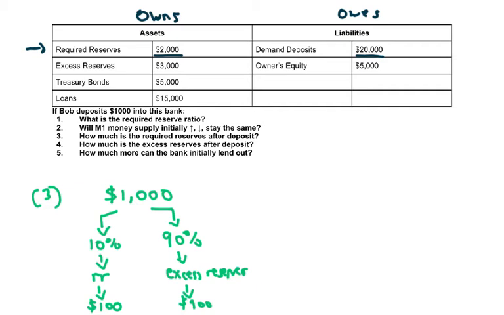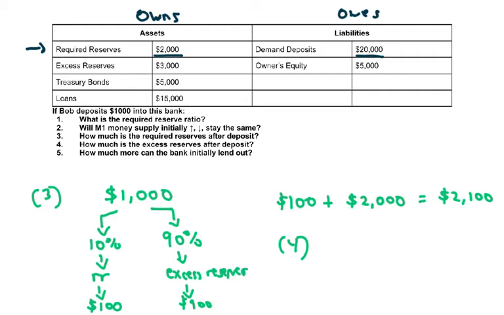So we can see that $100 of it is going to go into required reserves, and the other $900 is going to go into excess reserves. So we're going to add the $100 to the already $2,000 that exists in required reserves, and that is going to give us a new required reserve total of $2,100.